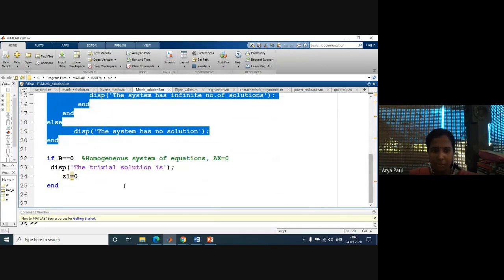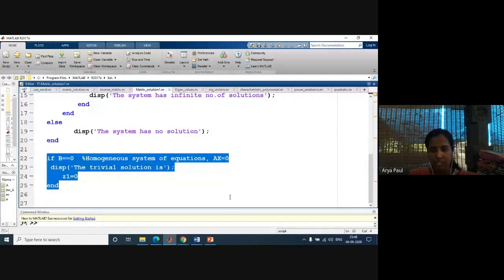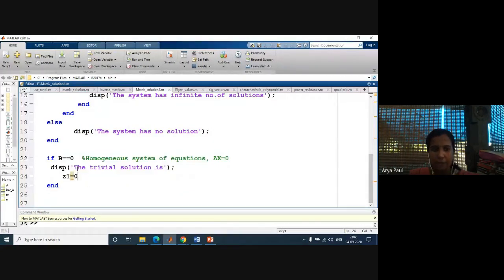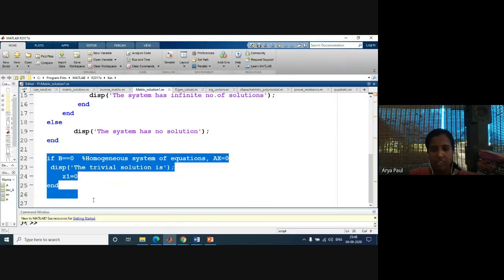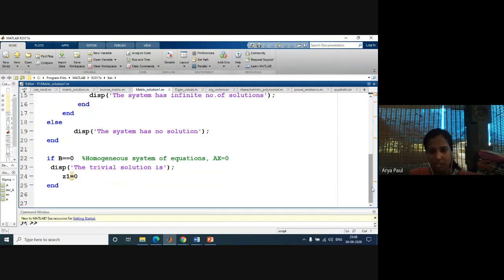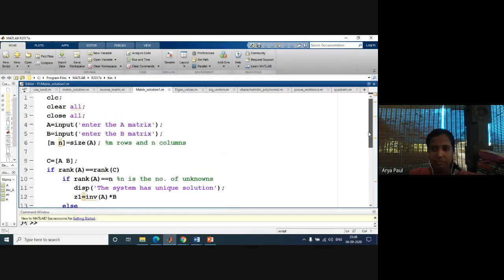And the last, you just check whether it is homogeneous. If it is homogeneous, the trivial solution it will display. So there will always be the trivial solution. That is the condition. Okay, I hope this is clear. And now we will execute this.